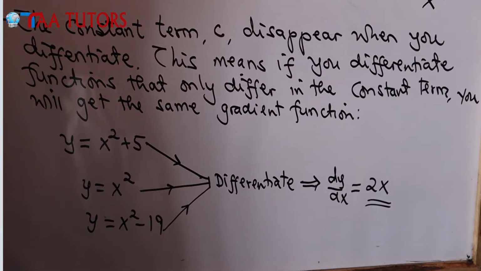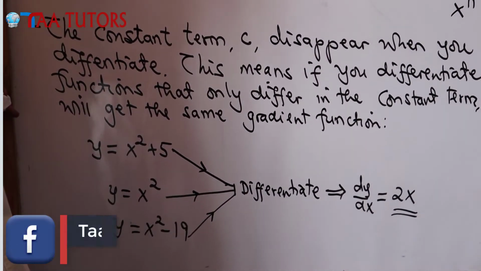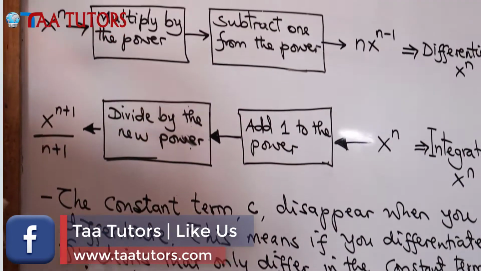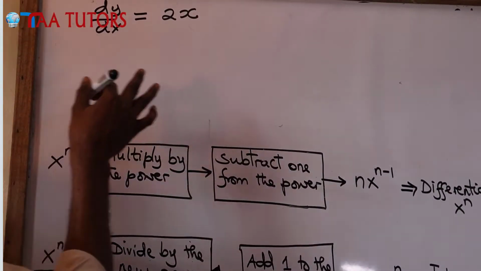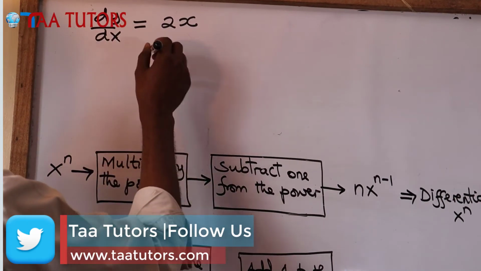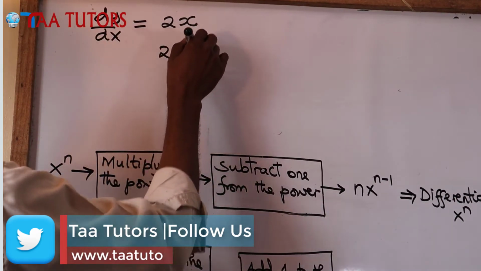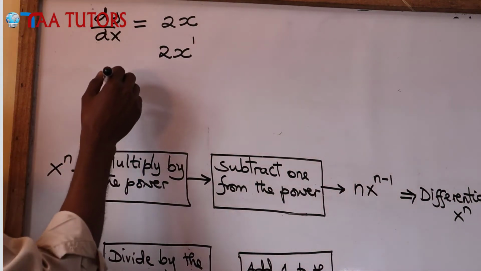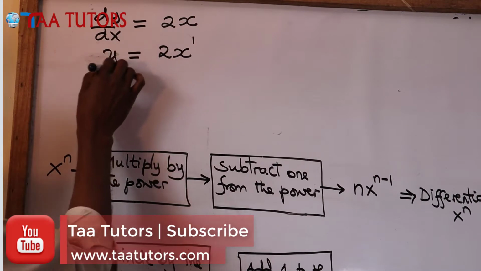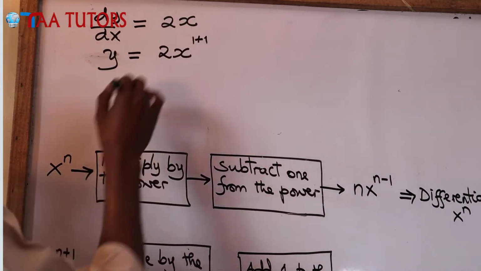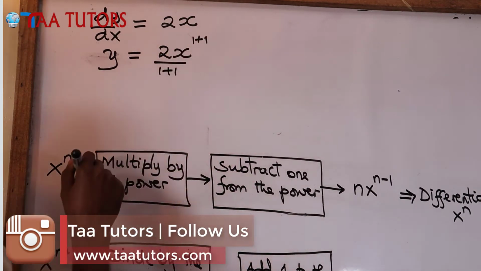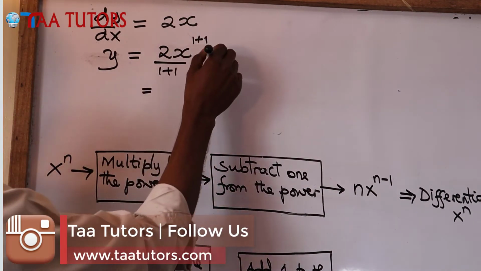So it means that if I want to integrate this function here, if I am told that dy/dx is 2x, and I have to integrate this function, what I'm going to do is to do the reverse of what I've done. I know that 2x here is the same as 2x power 1. It means I can simply say y equals, we said that the first thing we do is to add 1 to the power of x that we have there. Then the second thing, divide by the new power, which is 1 plus 1. So we add plus c.